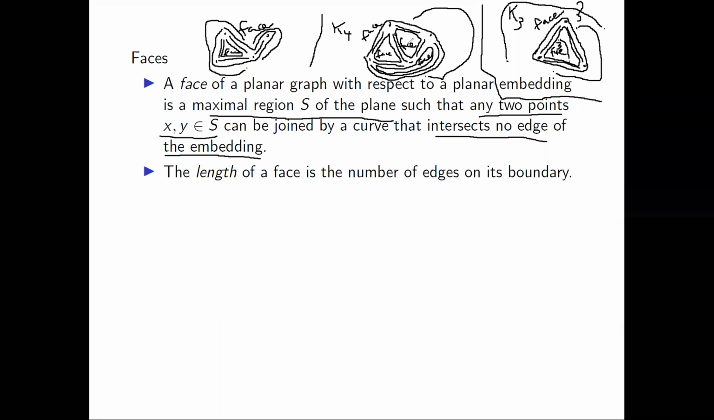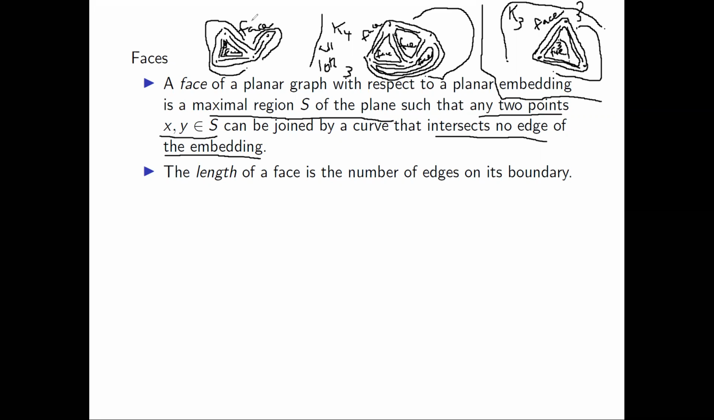Now, let's look at this picture. Each of these inner faces will have length 3. They all have 3 edges on their boundary. Same with the outer face. It also has length 3, 3 edges on its boundary. So length 3 for all on the K4. Now, the inner face with this graph on the left, it has length 3. So I put my 3 there.